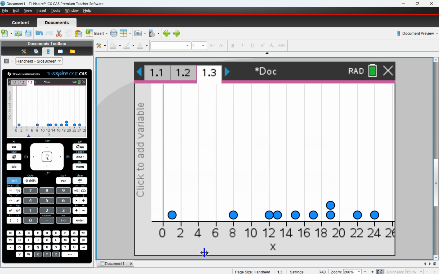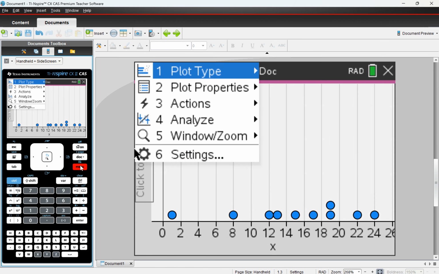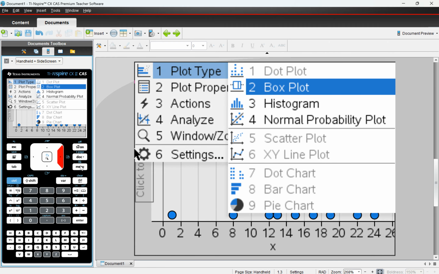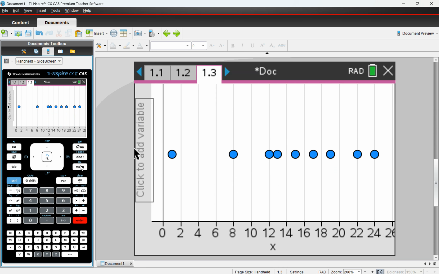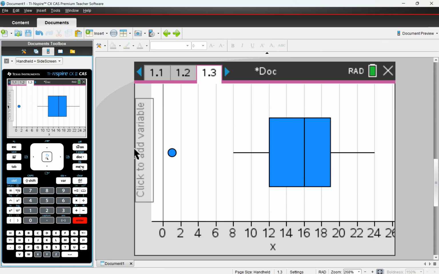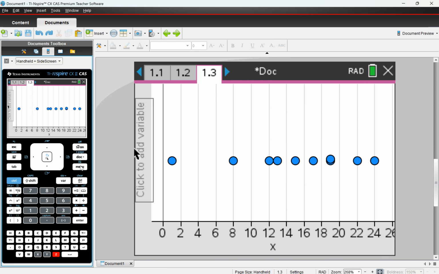This is a dot plot, just putting the dots. And we can already see that the most popular, or mode, is over here. 19 is the mode. That's the most frequent data. But to get your box plot, you go to Menu, Plot Type, which is number 1. And you can see here you've got a box plot. So if you press number 2, you should do that.